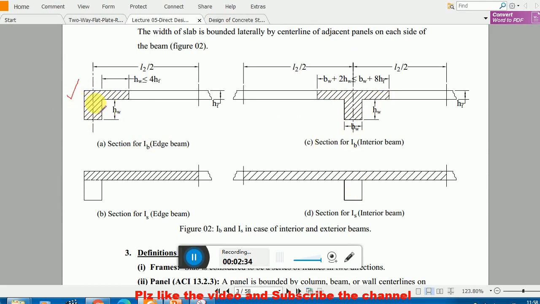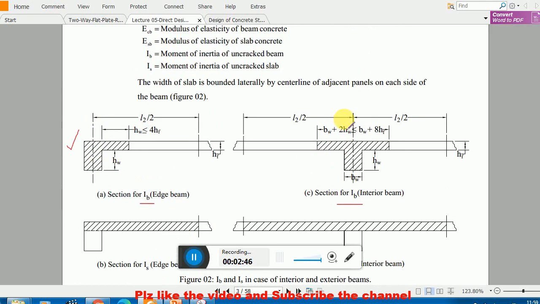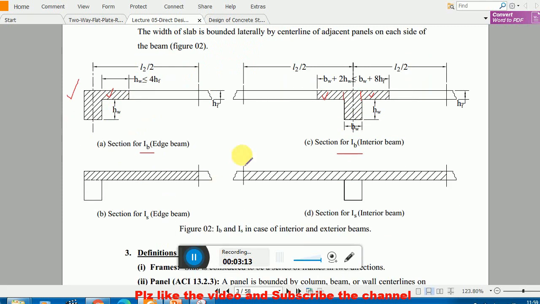For an edge beam we have to calculate the moment of inertia, and for an interior beam we also need the moment of inertia. It is denoted by Ib interior and Ib for the edge beam. This is a very important point to remember. In this case, the moment of inertia of this section is bw hw cubed divided by 12, and since we have cantilever portions on both sides, we multiply by two, and similarly where we have one portion, we multiply by 1.5.